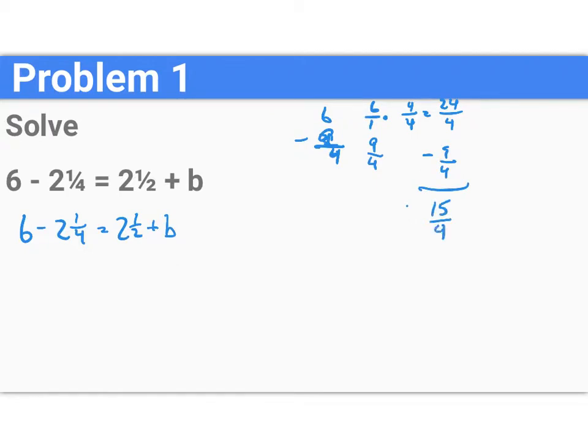15 over 4, and so that becomes 3 3/4. So this is 3 3/4 equals 2.5 plus b. So again, subtracting 2.5 from both sides.